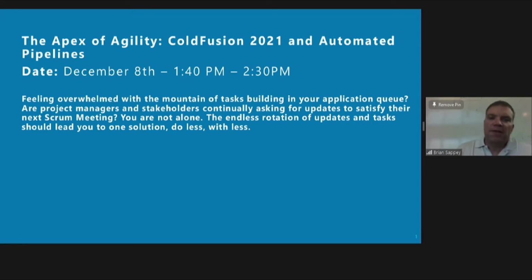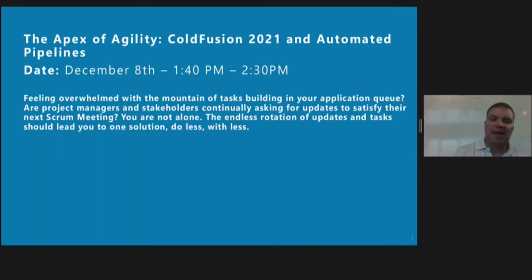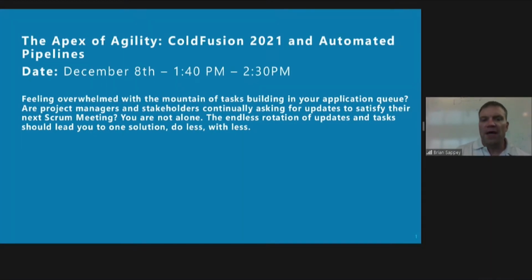Hello and welcome, everyone. Today's session is the apex of agility, ColdFusion 2021 and automated pipelines. My name is Brian Sape, and I'm going to be covering a couple of high-level items with different ways that you can automate your builds and some different tools that can be used along the way to complete that task.